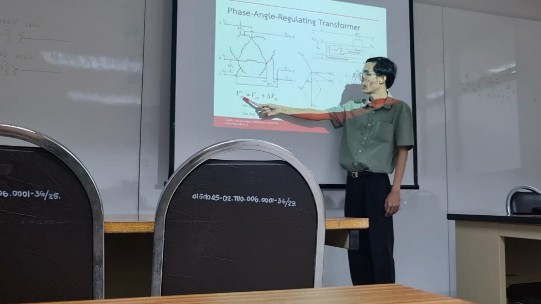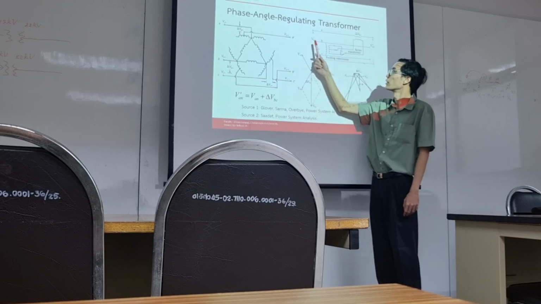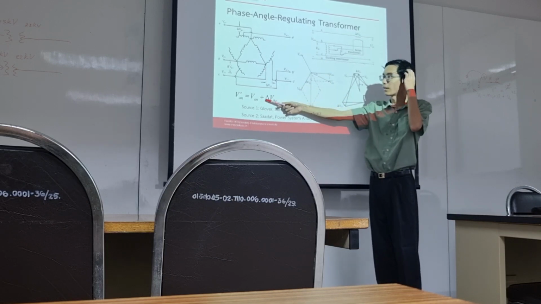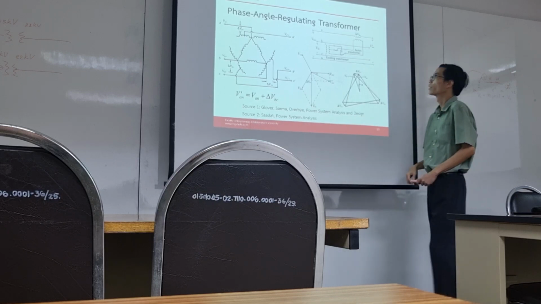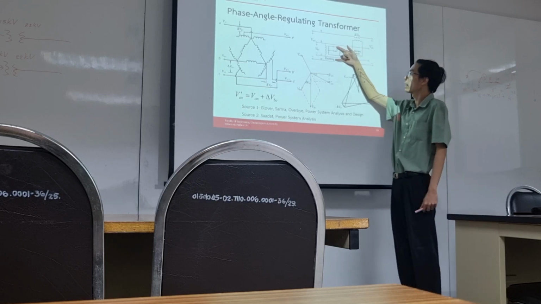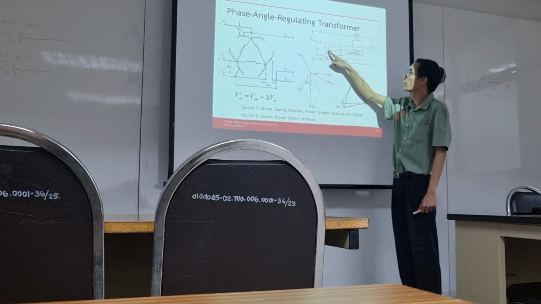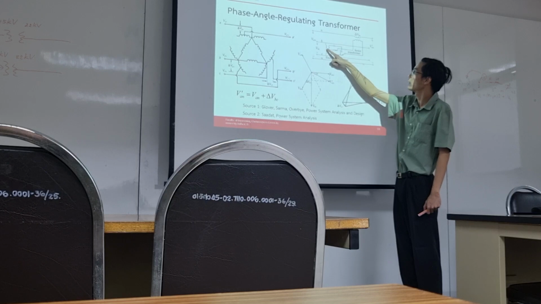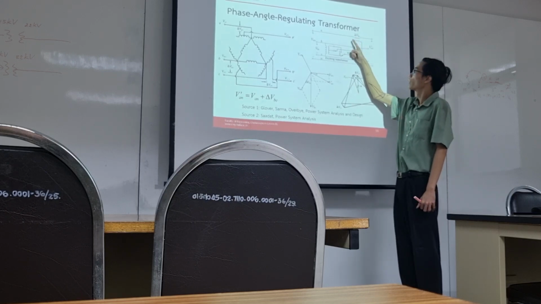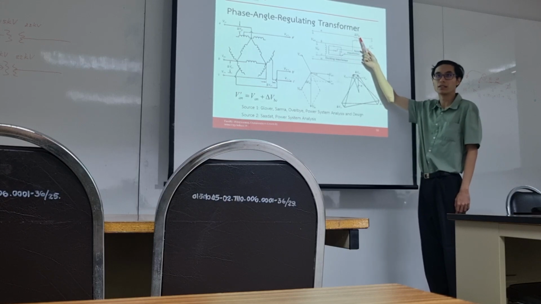The same equation: VAN prime is the output, and the input is VAN. And this is delta, but not delta VAN anymore. This is delta VBC. So according to the diagram, you measure the voltage VBC here, right? This is VBC. So the phase angle of this and this are the same, and this is the same as this. The phase angle here, here, and here should be the same. The thing is, the phase angle of VBC and the phase angle of delta VBC are the same.